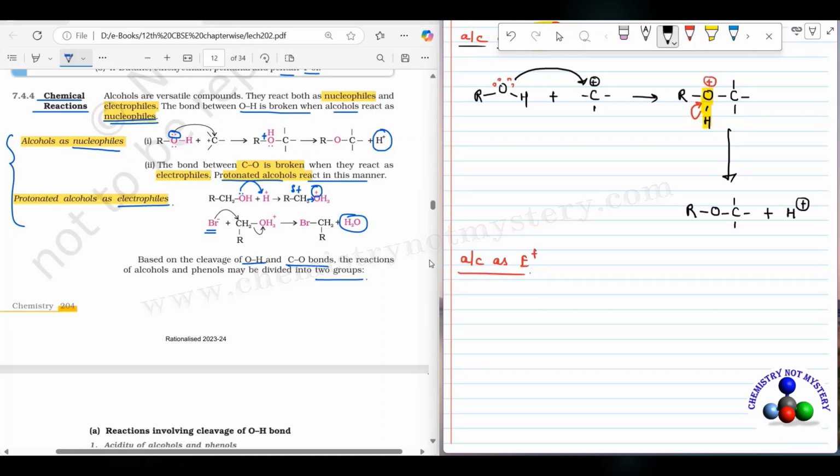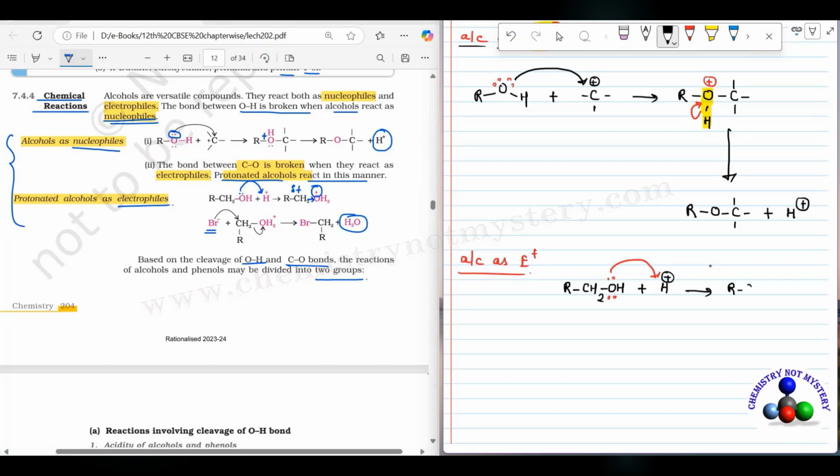Here it is written that protonated alcohol acts as an electrophile. So here we can take the example RCH2OH. This is alcohol when it reacts with proton. Oxygen has a lone pair of electrons, so it will donate a pair of electrons to the H plus ion and make a bond with the H plus.